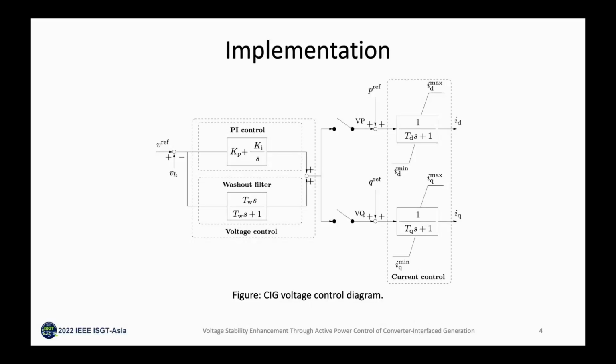In conventional power systems, bus voltages are typically regulated through the variation of the available reactive power, VQ. An additional channel that regulates the voltage by modifying the active power reference, namely VP, is employed in the CIG controller. The resulting CIG control structure will be referred to as VQ plus VP control.